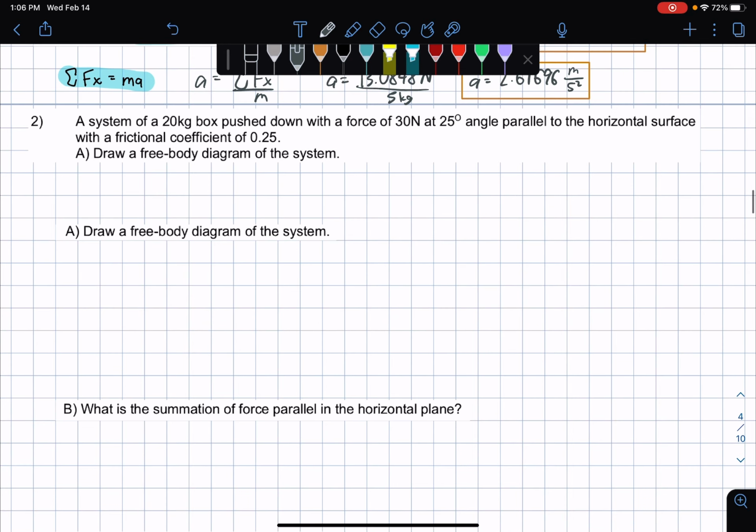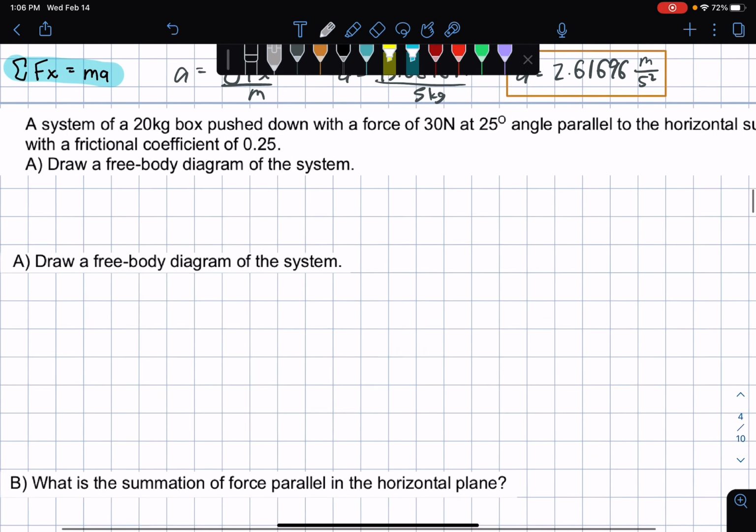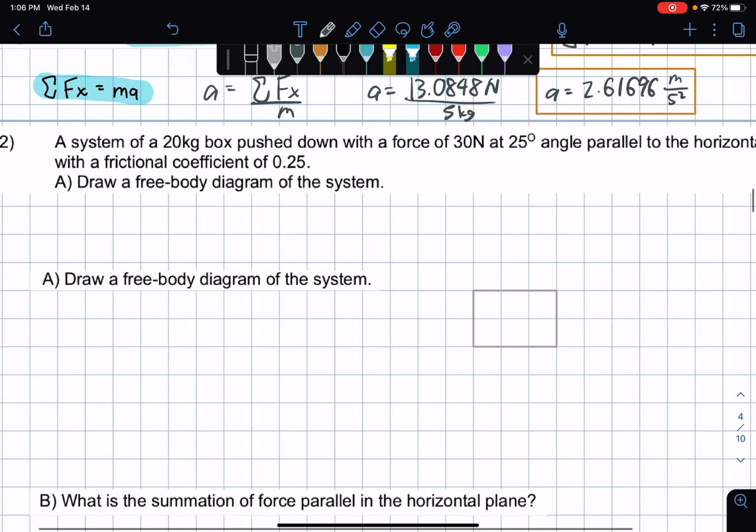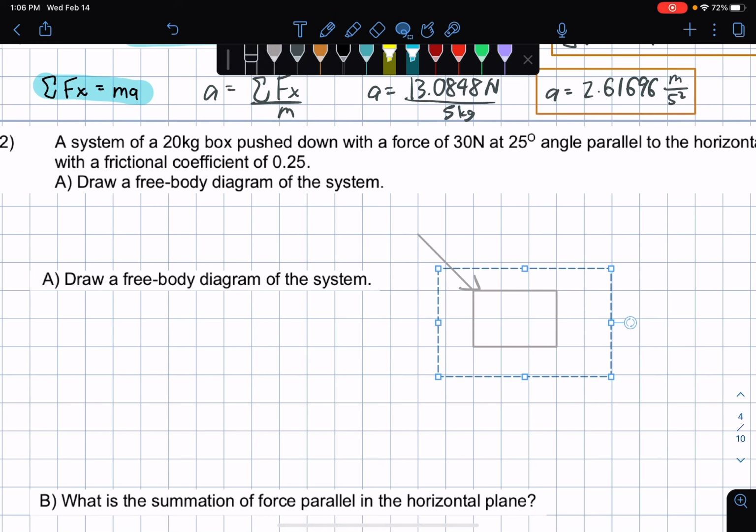So that's it. Number 2. A system of a 20 kg box pushed down with a force of 30 Newton at a 25-degree angle. The force is still push, so we have something like this.